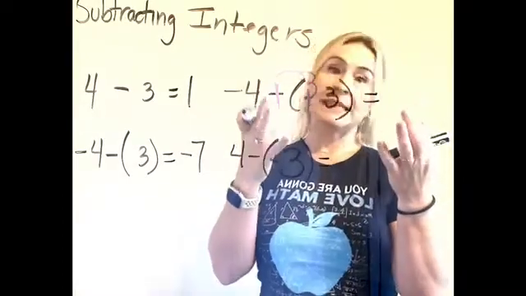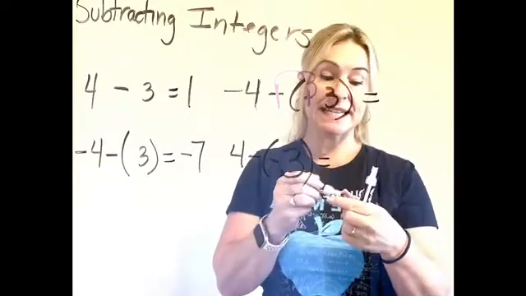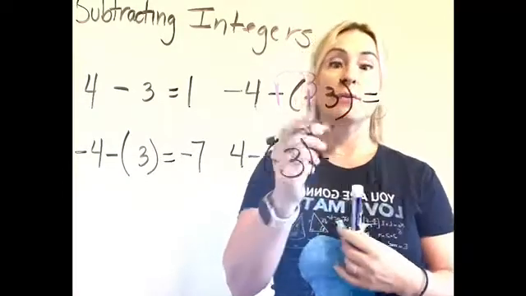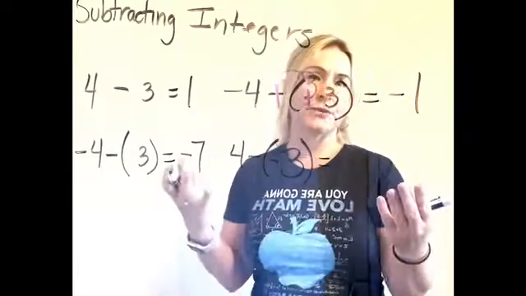Now I can go to money. I owe somebody $4. I pay 3 of that back. So now I only owe them $1. So that is one of the ways I like to think of how to do that.